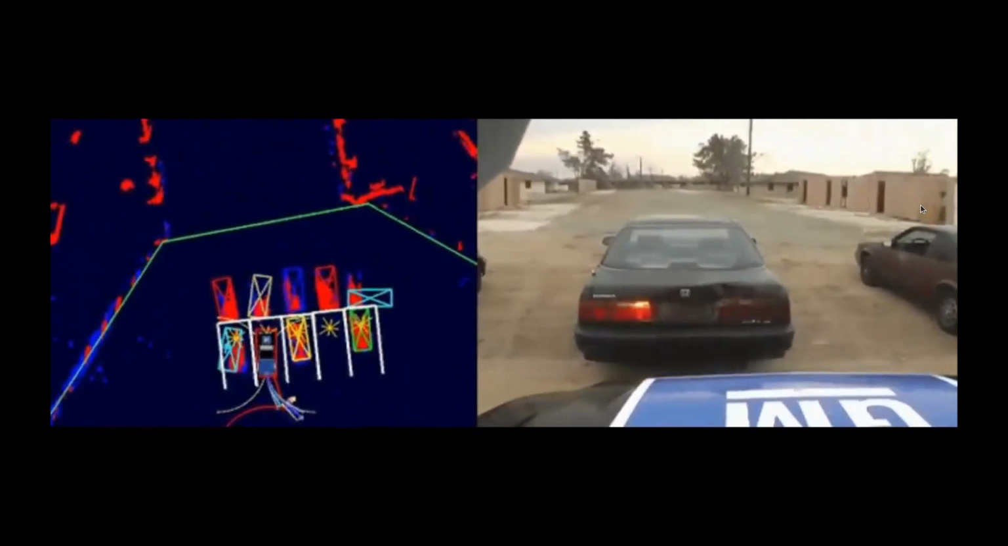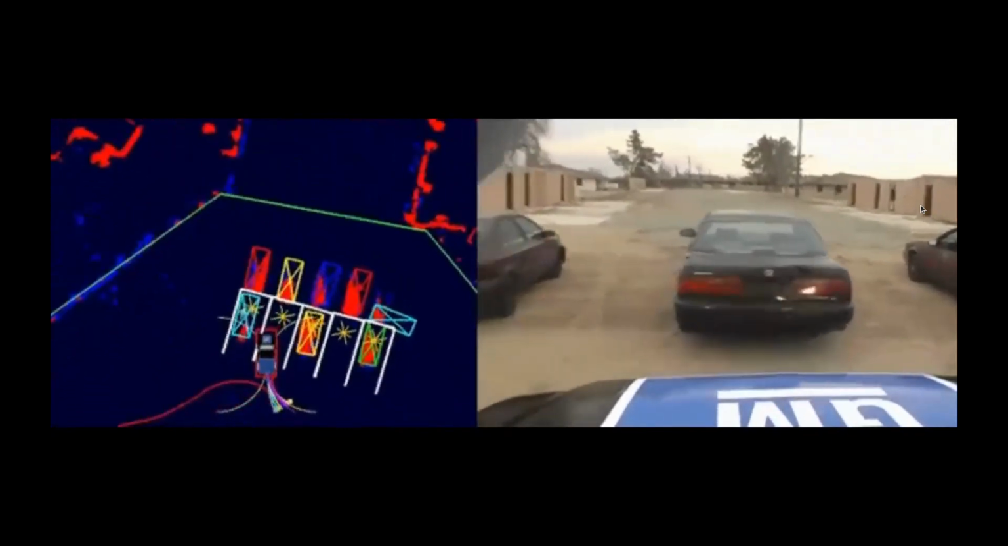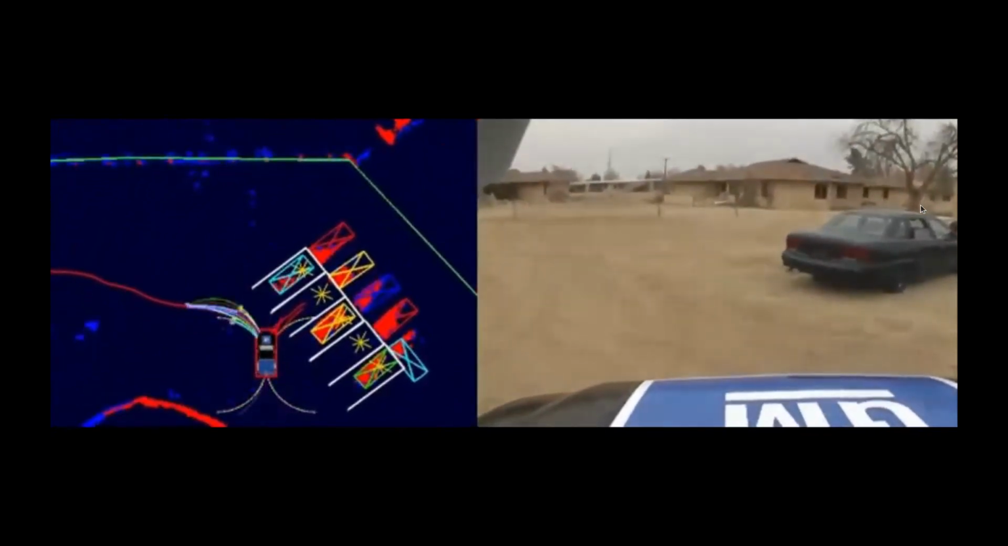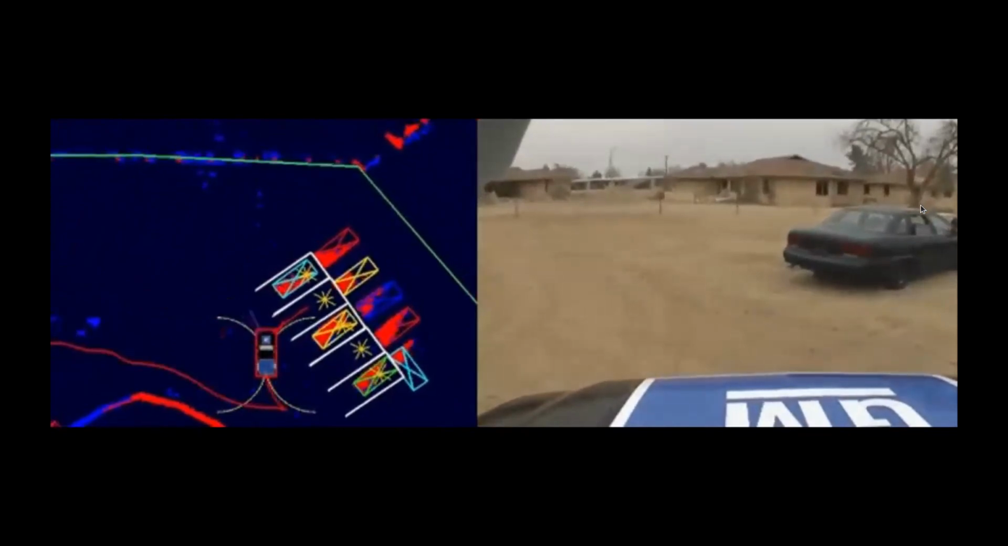What you see on the left-hand side is more like the output of the perception system based on the cameras and the LiDAR that they had.